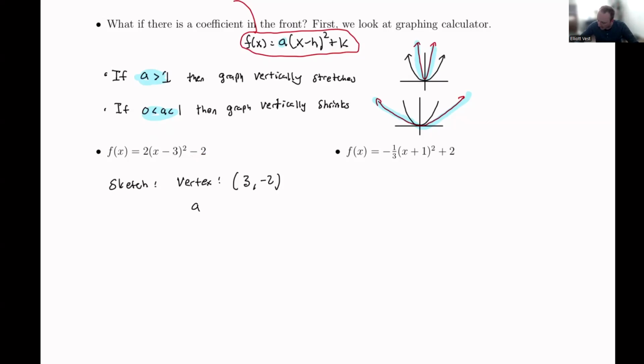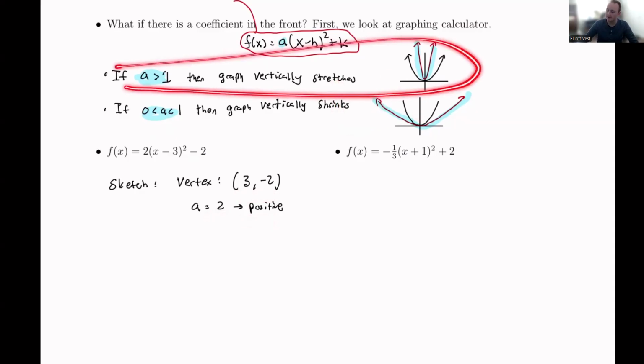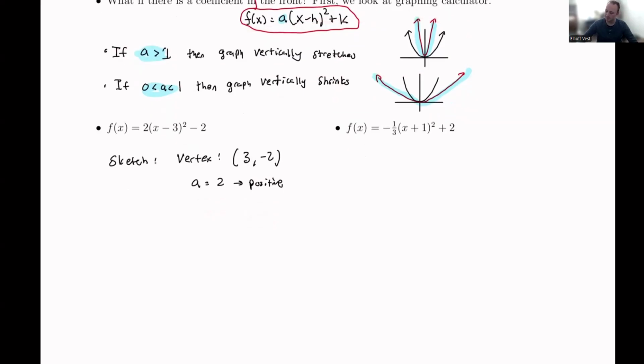And we have a equals 2, which is positive. So it is a positive number, which means it's going to be happy. I know where the vertex is going to start, and I know it's going to be skinnier because a graph stretches vertically when you have a larger a value. So let's put all that together.